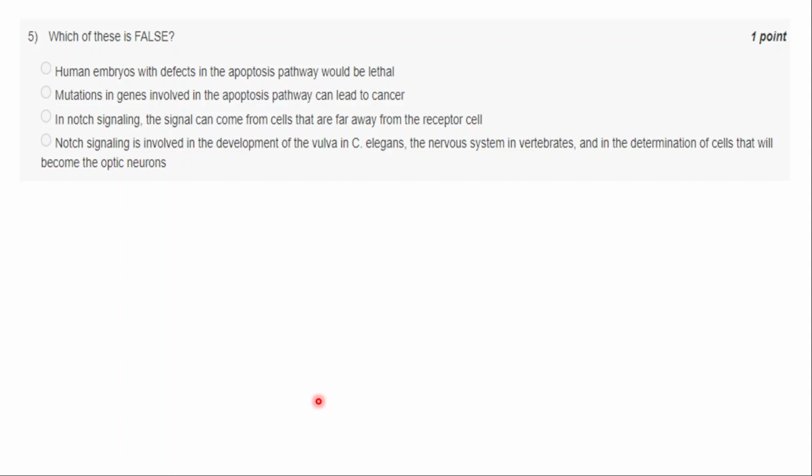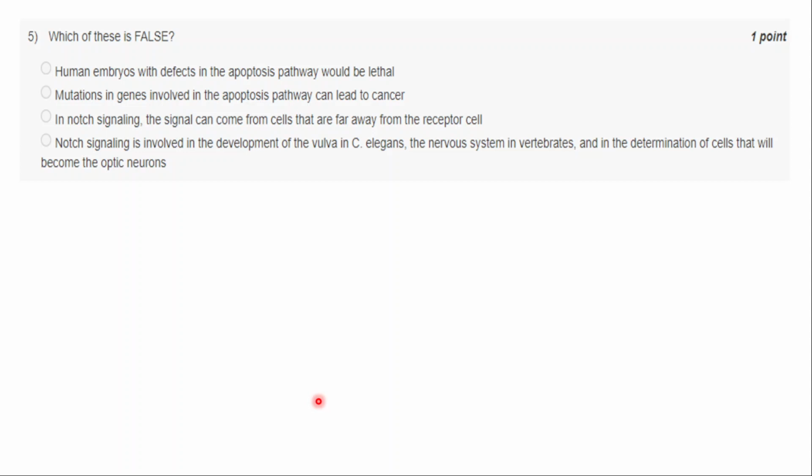So, a similar kind of true-false question, where we have two statements regarding the apoptosis pathway and two statements regarding another important signaling pathway, the Notch signaling. Now, which of these do you think is the correct option?